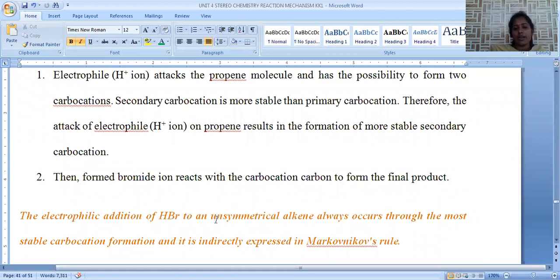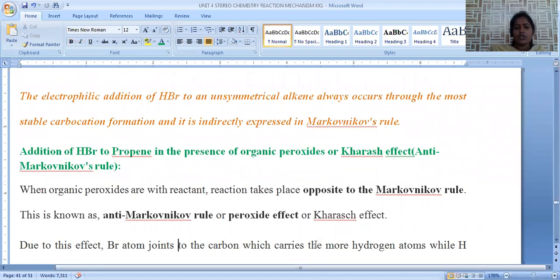Electrophilic addition of HBr to an unsymmetrical alkene always occurs through the most stable carbocation. The most stable carbocation is the secondary carbocation, and this is indirectly expressed by the Markovnikov rule. Okay, so that is called Markovnikov rule, where H plus is attached to the carbon containing more hydrogens and Br minus is attached to the carbon atom containing fewer hydrogens. Then 2-bromopropane is the major product in Markovnikov rule. 1-bromopropane is the major product in anti-Markovnikov rule.